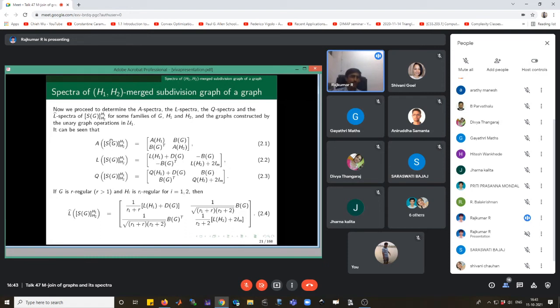Now we start to obtain the spectra of the H1, H2, H3 subdivision graph of the graph. Here we notice that the adjacency matrix, Laplacian, and signless Laplacian matrices of these graphs are of a particular block matrix form, as given here. If G is a regular graph and each Hi is ri-regular, then the normalized Laplacian matrix L cap of this graph is represented in this particular form.